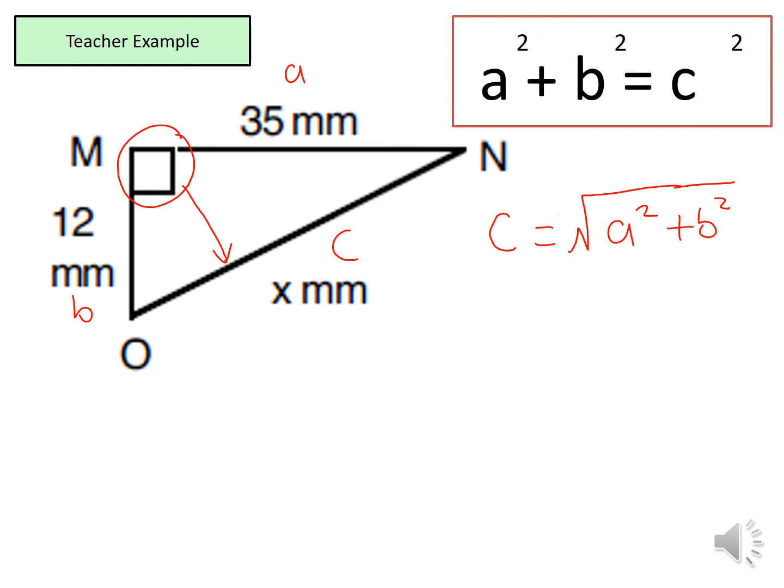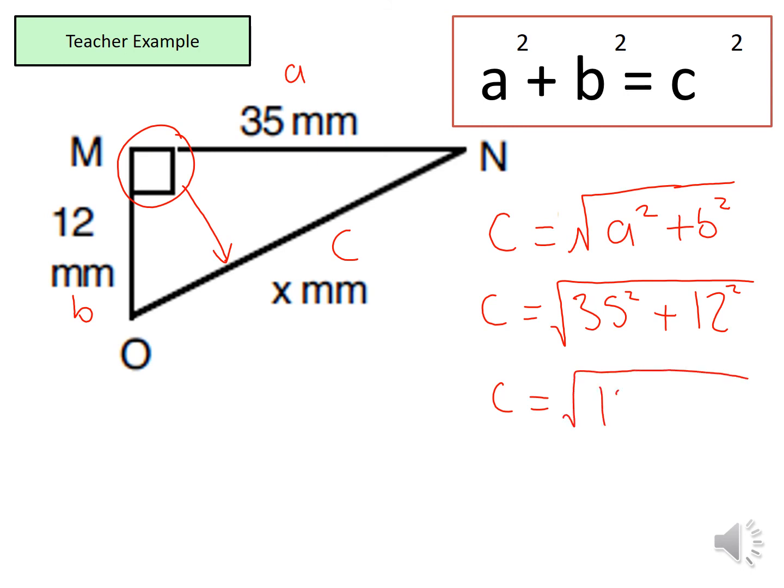We substitute those two numbers back into our rearranged formula, so C equals the square root of 35 squared plus 12 squared. Now what does that give me? C equals: 35 squared gives me 1225, plus 12 squared gives me 144. We add them together, that gives me a total of 1369. We square root that.